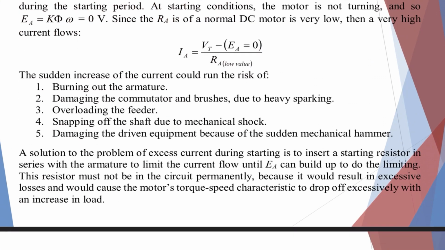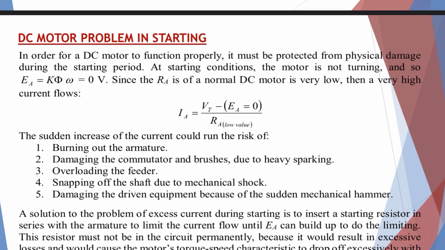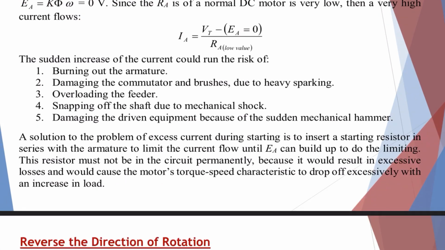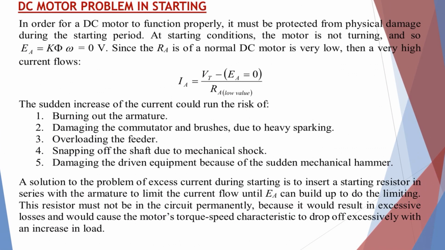Okay, this is now the DC motor problem in starting. In order for a DC motor to function properly, it must be protected from physical damage during the starting period. At starting condition, the motor is not turning, and so EA will be 0. Since RA of a normal DC motor is very low, RA will always be very low.